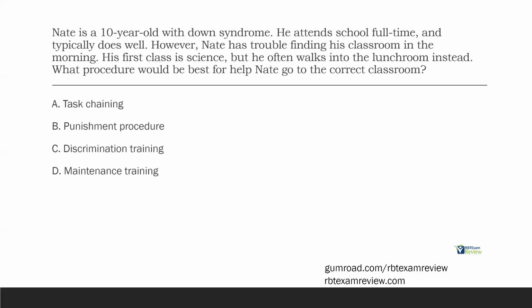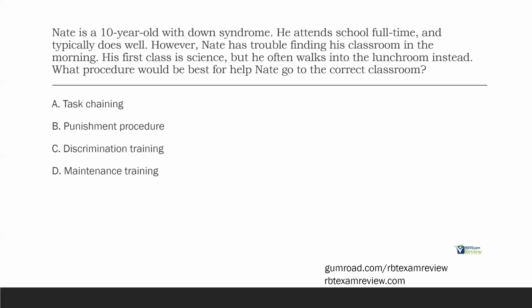Nate is a 10-year-old with Down syndrome. He attends school full-time and typically does well. However, Nate has trouble finding his classroom in the morning. His first class is science, but he often walks into the lunchroom instead. What procedure would be best for helping Nate go to the correct classroom?